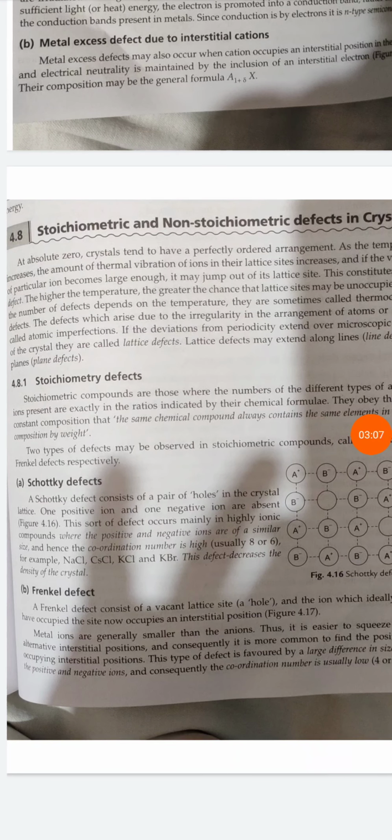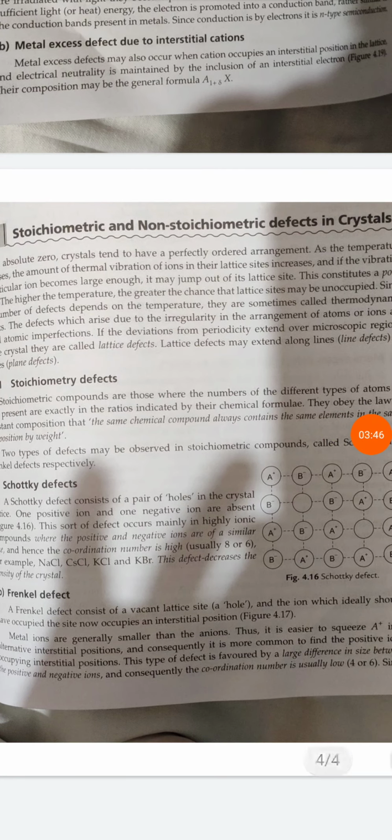Second is Frenkel defect. A Frenkel defect consists of a vacant lattice site, that is a hole, and the ion which ideally should have occupied the site now occupies an interstitial position. Metal ions are generally smaller than the anions, thus it is easier to squeeze cations into interstitial positions, and consequently it is more common to find the positive ions occupying interstitial positions.